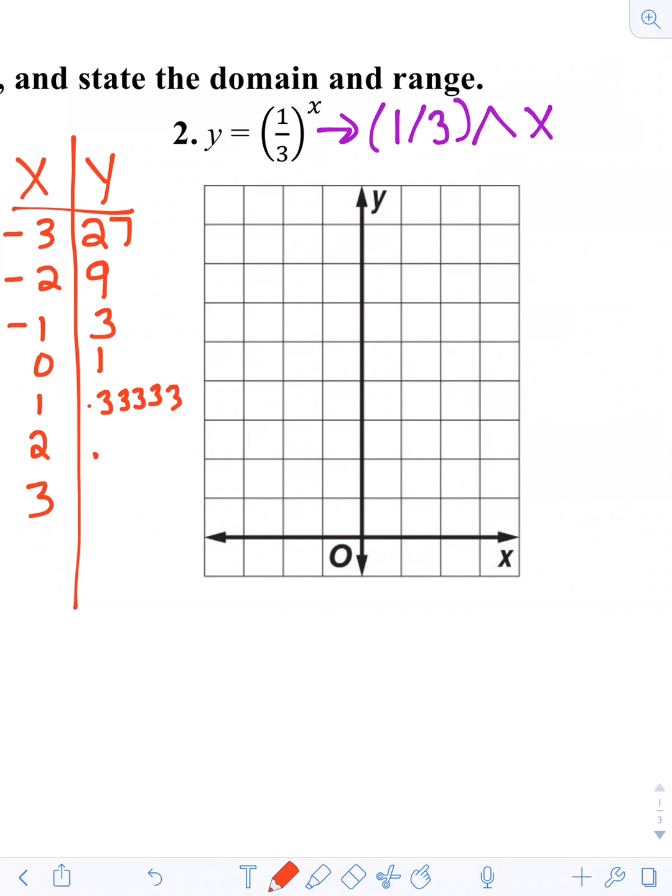then it goes 0.11111, then it goes 0.037, and so on. It gets smaller, smaller, and smaller, but notice it never gets below 0.